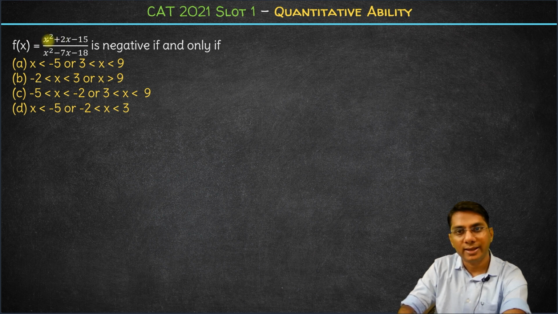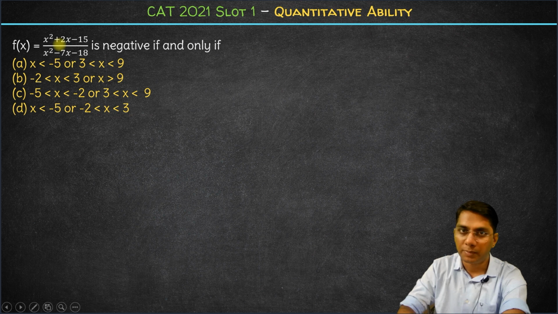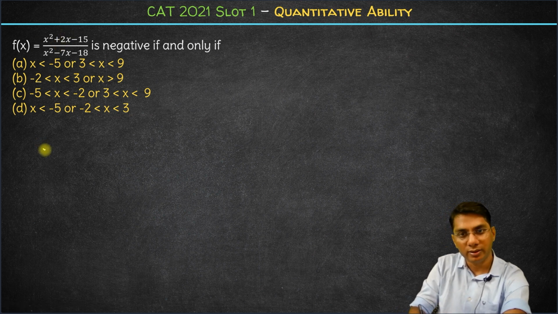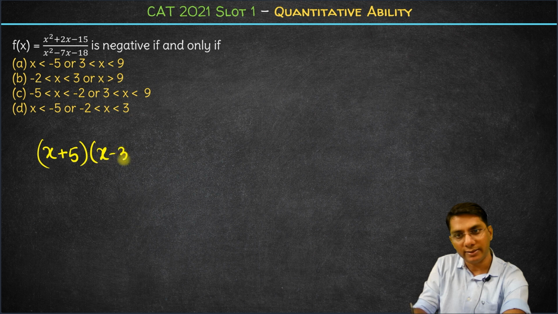The numerator is x square plus 2x minus 15. So think of two numbers whose product is minus 15 and the sum is 2. The two numbers will be plus 5 and minus 3, right? So this quadratic, the numerator, can be factorized as x plus 5 into x minus 3, right?